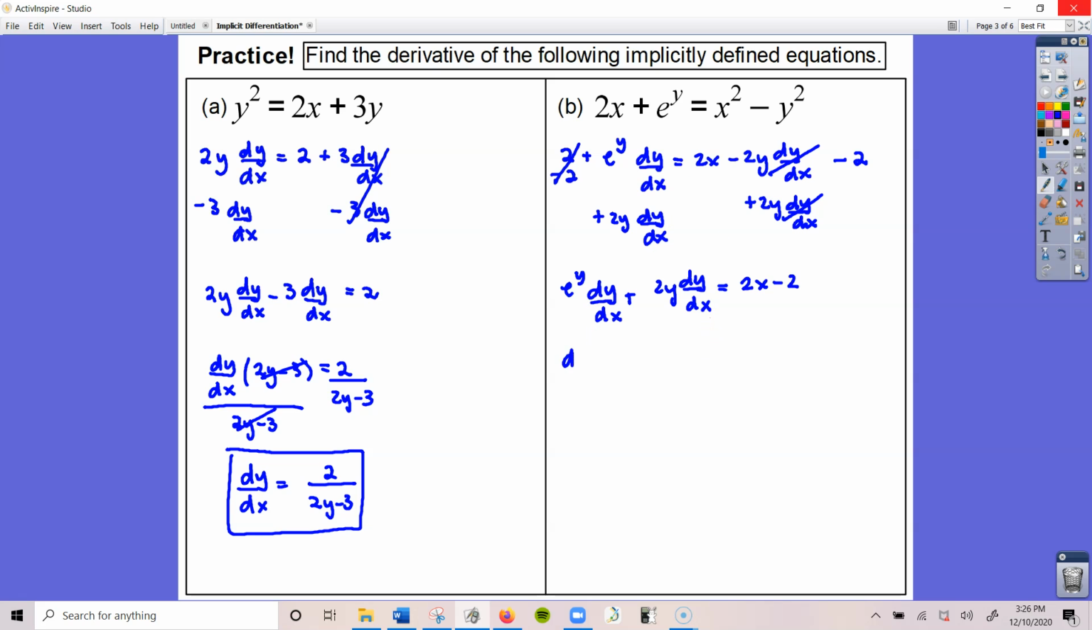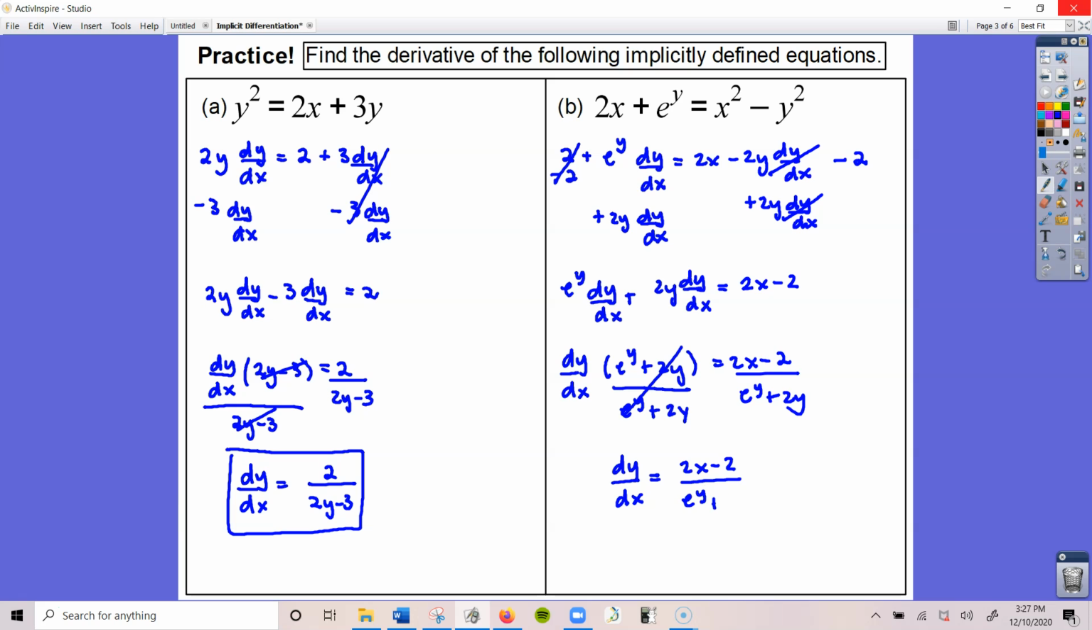We're going to factor the dy/dx out, and we're left with e to the y plus 2y is equal to 2x minus 2. And finally, we divide by e to the y plus 2y, and that is our derivative. So dy/dx is equal to 2x minus 2 over e to the y plus 2y. Let's try a couple more before we move on.